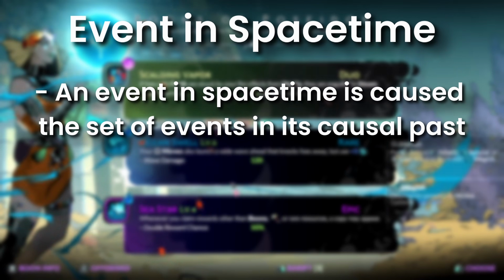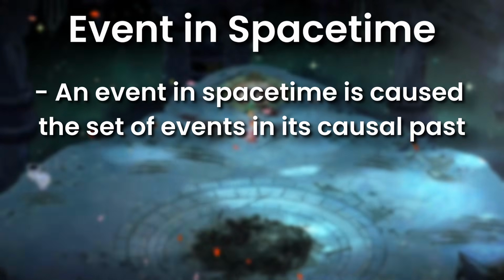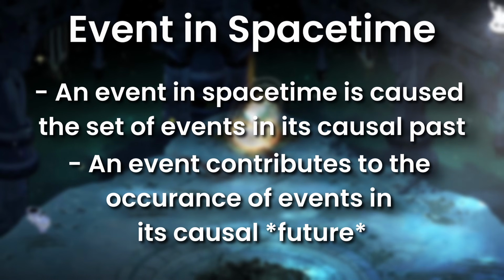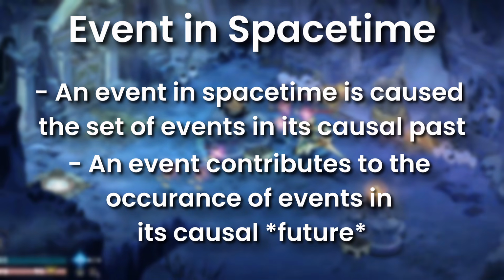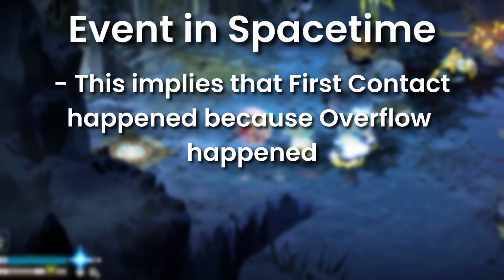So, with that in mind, if first contact caused an event in spacetime, then that would mean that overflow also caused an event in spacetime. Now, here's the really cool part. An event in the universe is caused by the set of events in its causal past. An event contributes to the occurrence of events in its causal future, implying that first contact happened because overflow happened.